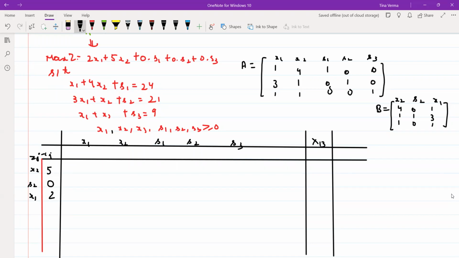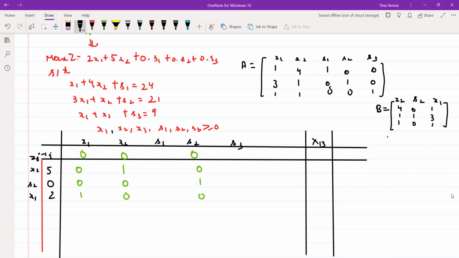Yes or no? I have just written B as the columns of your basic variables. Fine. What is my alpha j? Now, one thing is clear. Because these are basic variables, I will have 1, 0, 0 corresponding to s2, 0, 1, 0 for x2, and 0, 0, 1 for x1. This is sure. Now my zj minus cj for x1 will be 0, x2 will be 0, and s2 will be 0.